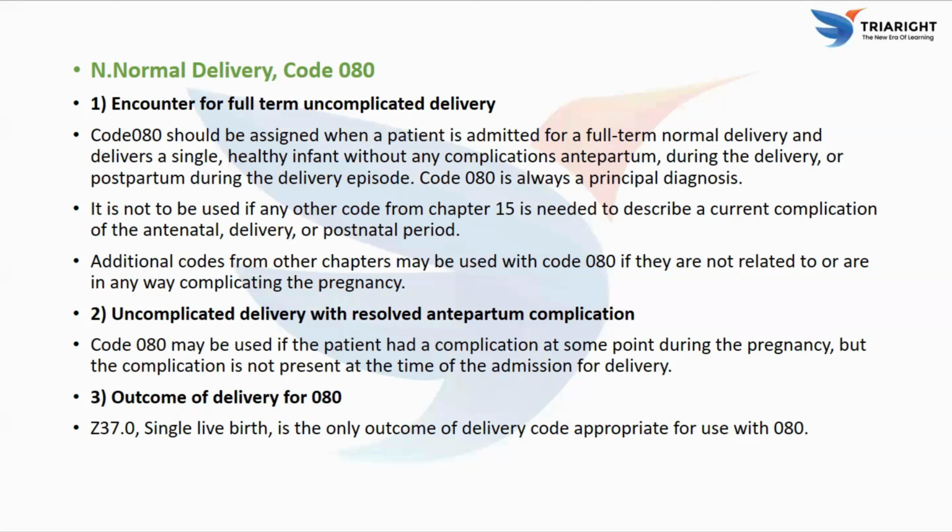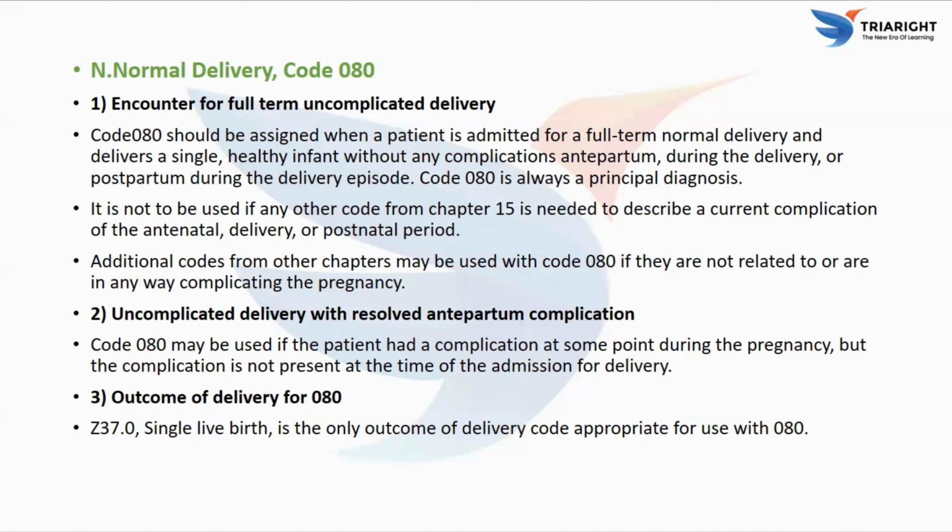So what is the guideline for outcome of delivery for O80? So to complete the coding, you must add an outcome code. For O80, the only valid outcome is Z37.0 for single live birth because O80 is used only for a single healthy baby. So this outcome code is always paired with it.